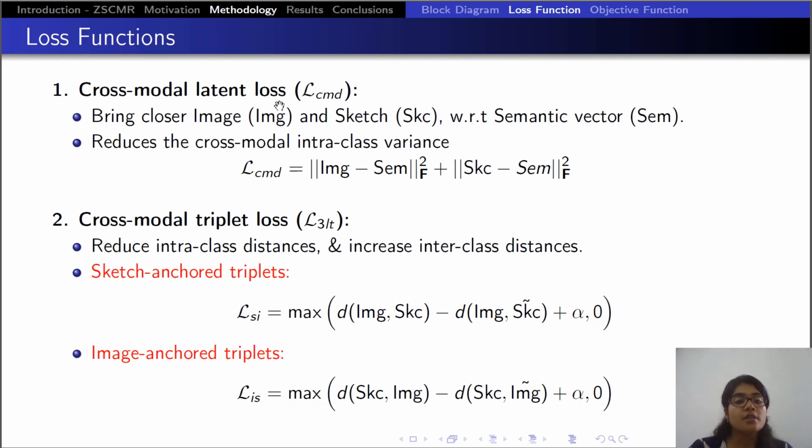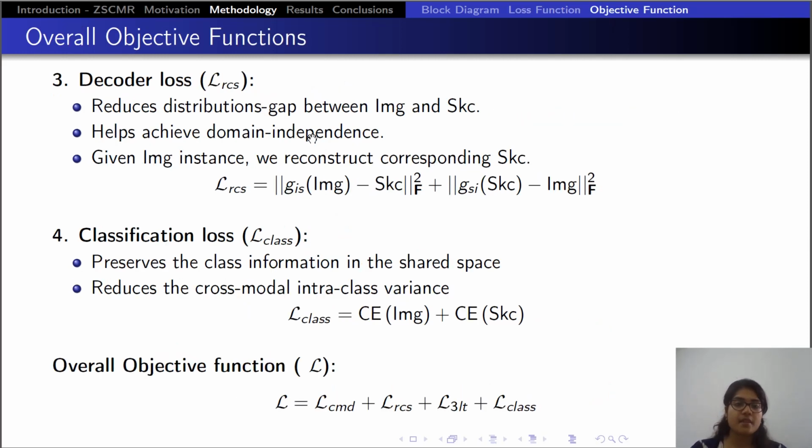Also, the purpose of bringing in the cross-modal latent loss is to bring closer the samples of image and sketch, and it also reduces the intra-class variance. Now, we also use a decoder loss. This reduces the distribution gap between image and sketch.